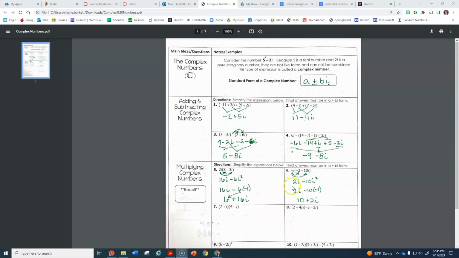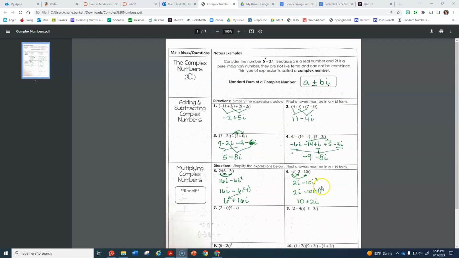And these are some extra examples that you can work. But these are all of the examples that we worked in class.